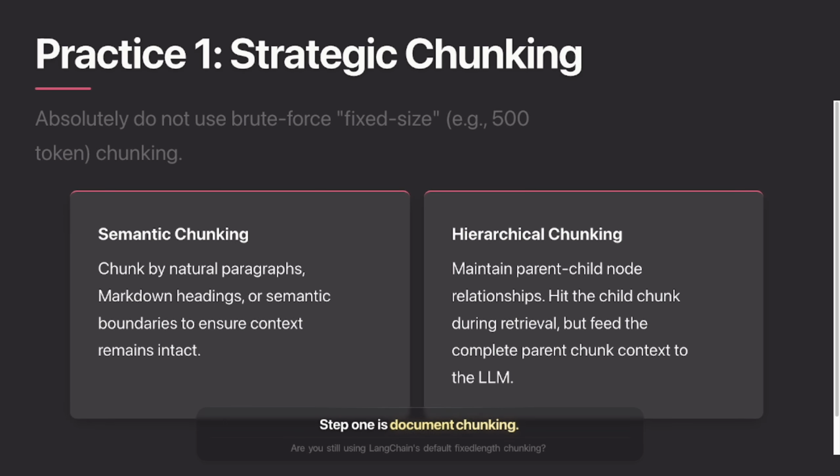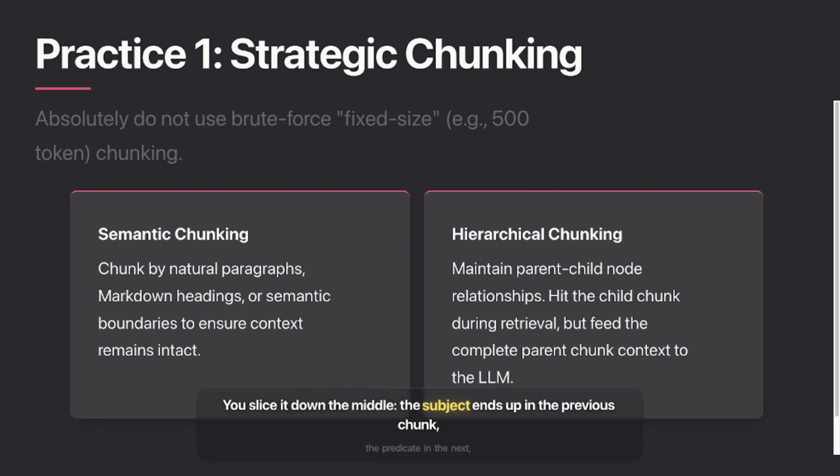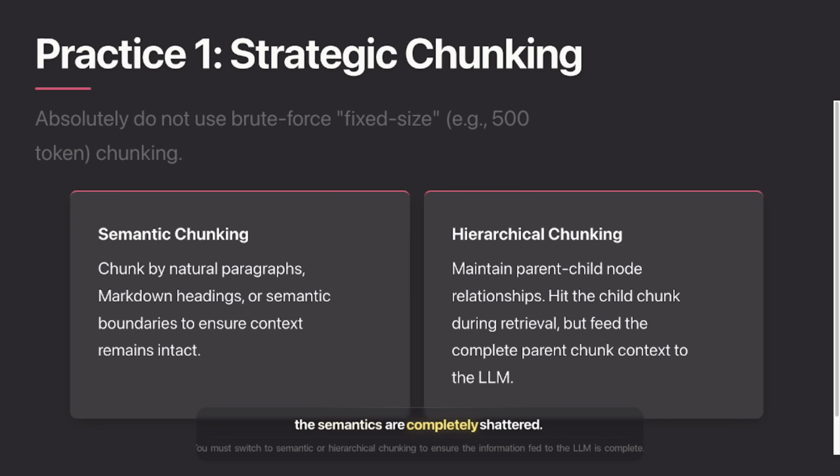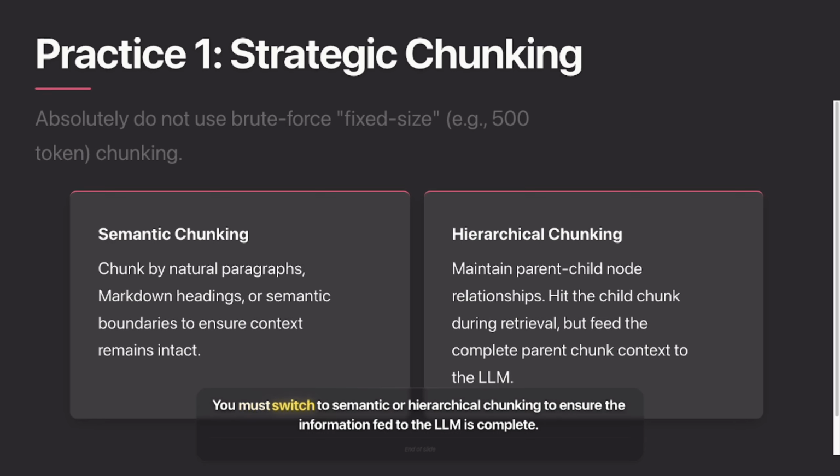Step 1 is document chunking. Are you still using LangChain's default fixed length chunking? That's the laziest approach. You slice it down the middle. The subject ends up in the previous chunk, the predicate in the next, and after vectorization, the semantics are completely shattered. You must switch to semantic or hierarchical chunking to ensure the information fed to the LLM is complete.